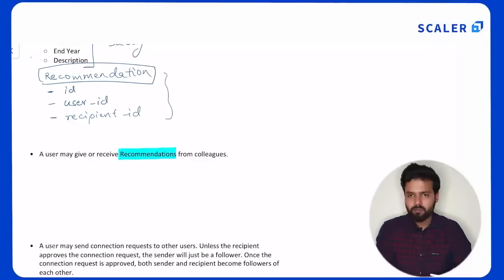So if I want to find out all the recommendations that I have, what I'll do is I'll go to the recommendation table and I'll select star from recommendations where recipient ID equal to my user ID.